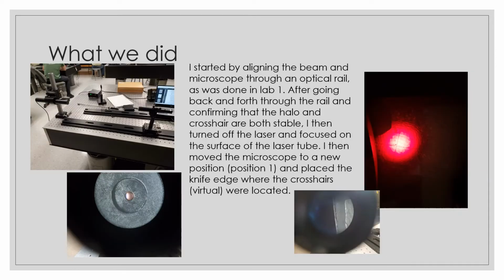The beginning of this lab was essentially the end of the previous lab. I started by aligning the beam and microscope through an optical rail, as was done in Lab 1. After going back and forth through the rail and confirming that the halo and crosshair were both stable, I turned off the laser and focused on the surface of the laser tube. I then moved the microscope to a new position and placed the knife edge where the crosshairs were virtually located.